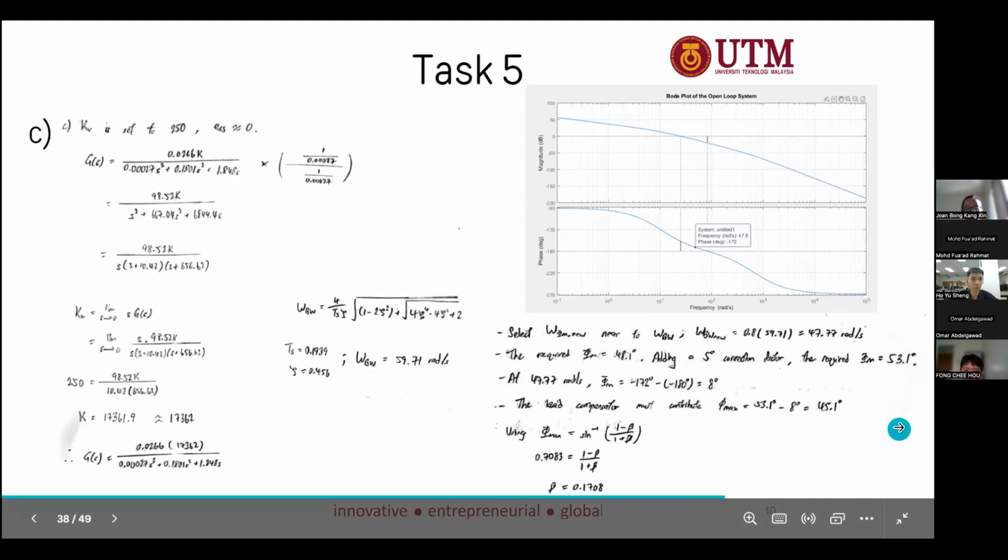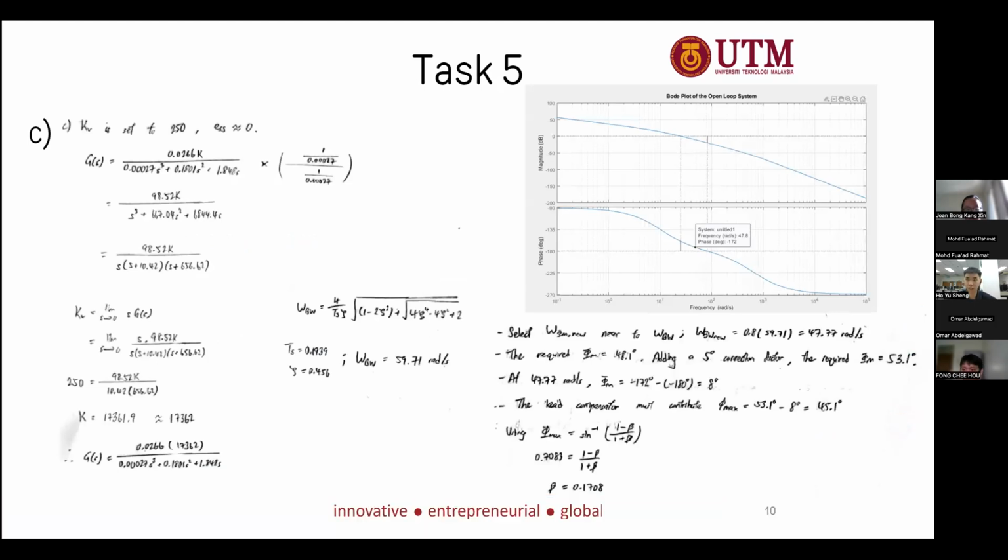Okay, first of all, you need to set the KV. Since this is a type 1 system, the KV should be set to 250 so that we can get the steady state error approximate to 0, which is 1 over 250, and we'll get 0.004. After that, we use the initial value theorem to find the maximum K so that we can achieve the KV equal to 250.